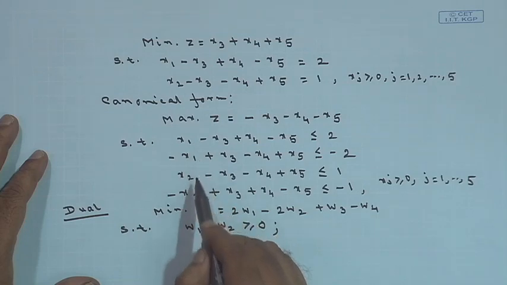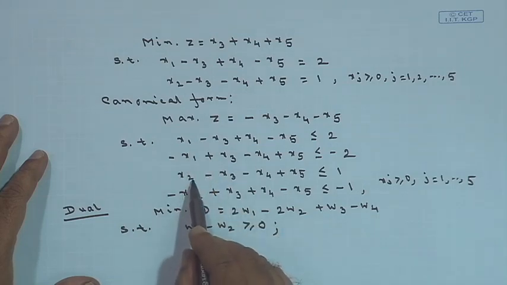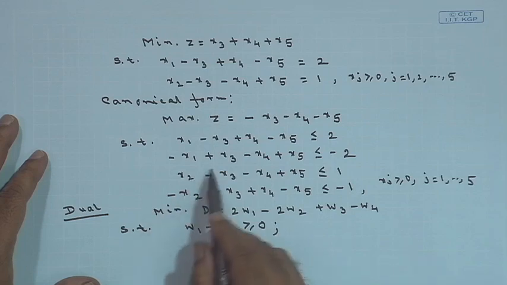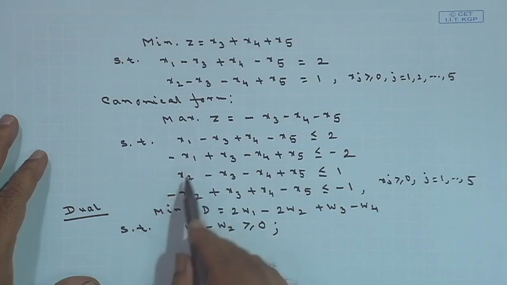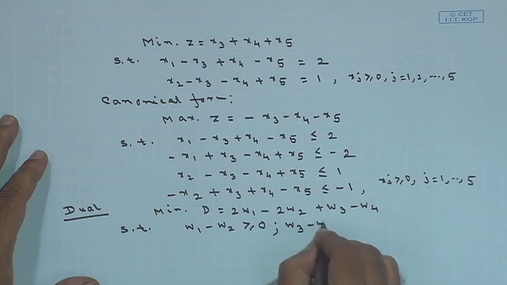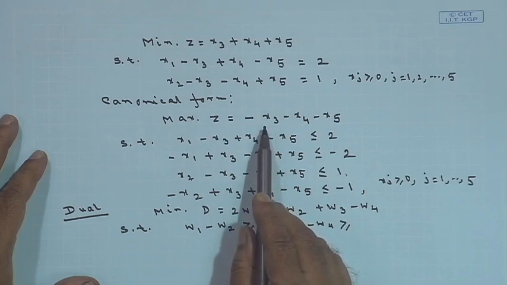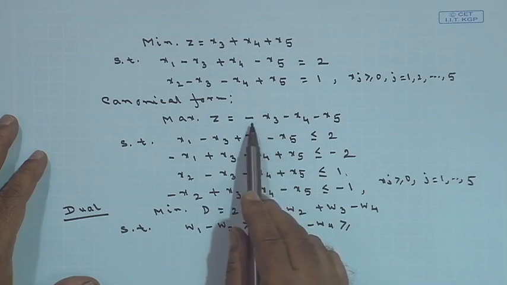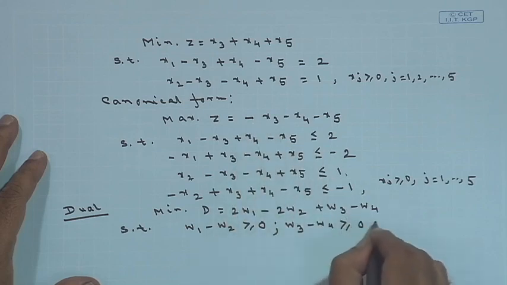Next, I have to take the coefficients with respect to the variable x2. x2 is coming in 2 places, here and here. So, it corresponds to w3 and w4. So, it will be w3 minus w4, that is greater than or equal to, again with respect to x2, x2 is not present in the objective function. So, the coefficient is 0, w3 minus w4 greater than or equal to 0.